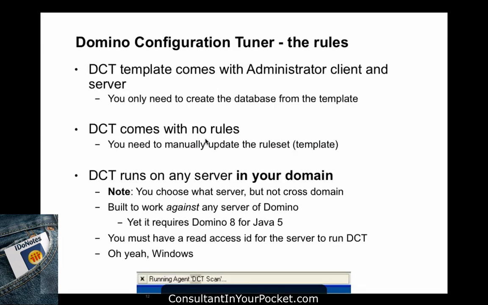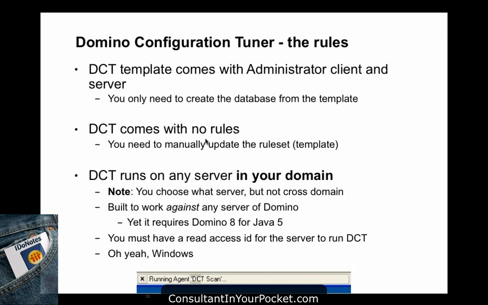You create the database from the template that's stored with it. It comes empty with no rules, and then it can run on any server in your domain. You can choose what server, but it won't run cross-domain. It'll work against any version of Domino. The rules for the older servers aren't as exact, meaning 5, 6 if you have servers that old. You're not going to get very detailed. It's mainly 7 and 8 and on, of course, where you're going to get the best rule set analysis. They will run against the 6 server if you do still have a few left, surprisingly, even though 7's now out of service. So it's possible to do.